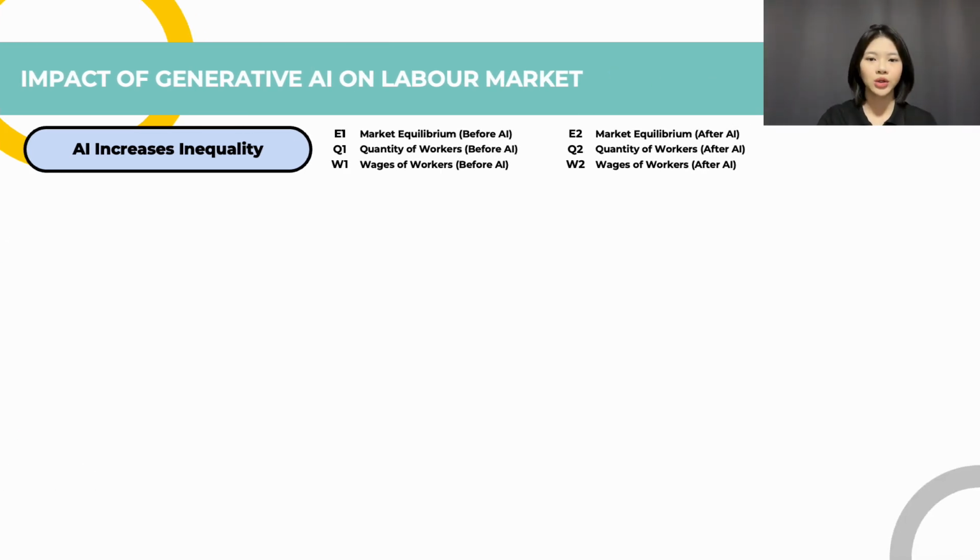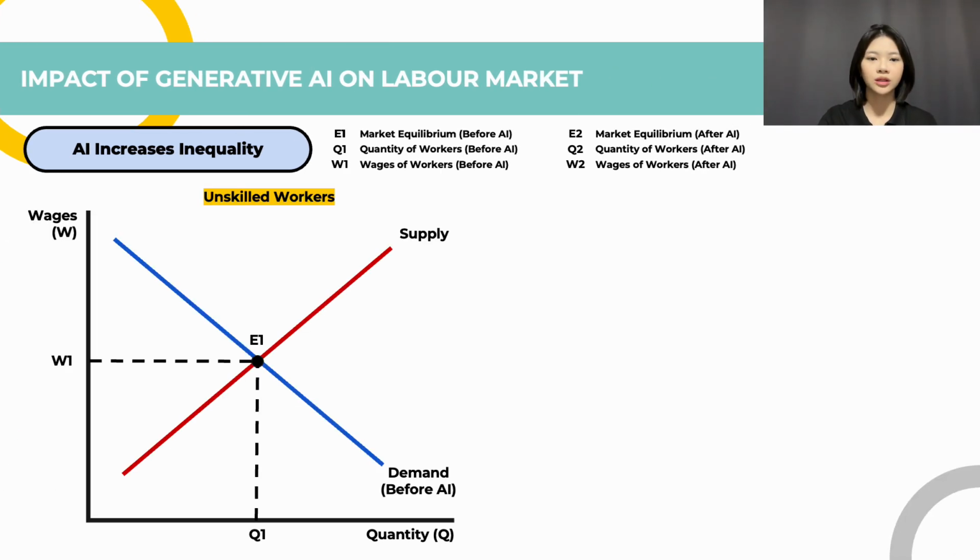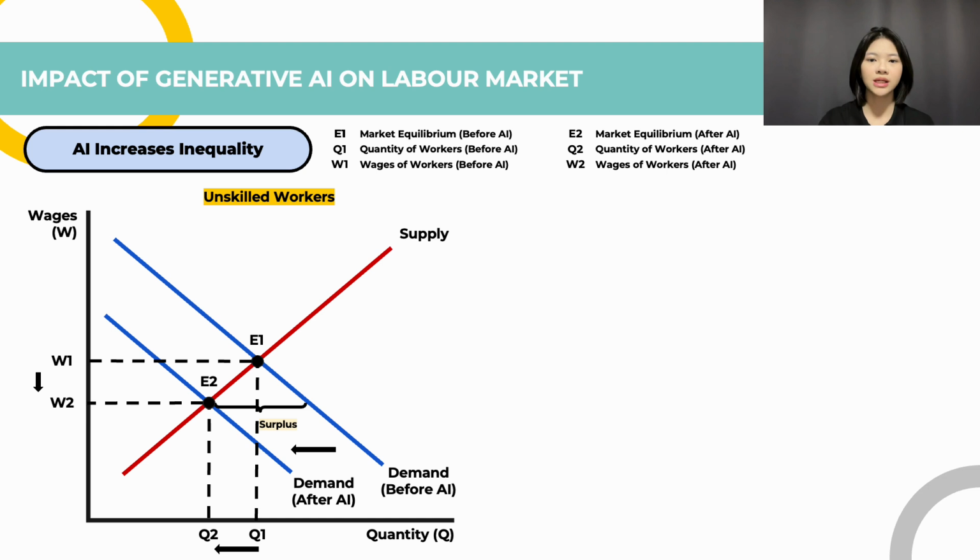Now, how about a situation where AI increases inequality? As generative AI takes over routine tasks traditionally performed by unskilled workers with greater speed and higher accuracy, businesses may reduce their reliance on manpower. Think about the drive-thru ordering chatbots some fast food chains are utilizing. As chatbots efficiently handle customer orders, the demand for unskilled labor like cashiers decreases. This contributes to the leftward shift of the demand curve, resulting in fewer job opportunities and lower wages for these positions.